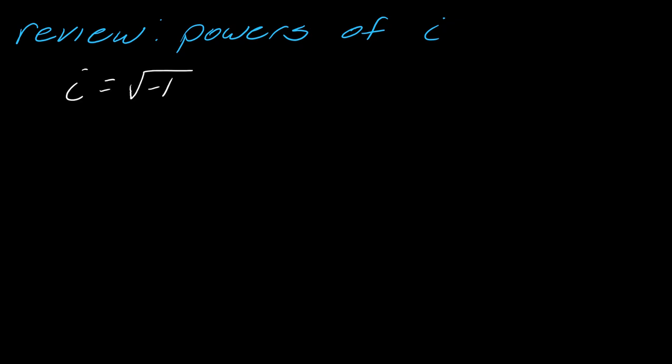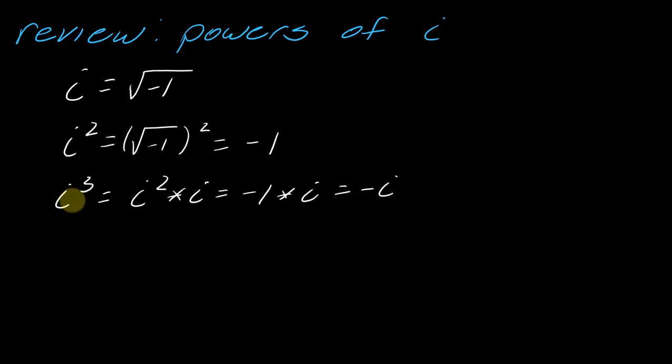So i itself is the square root of -1. And then i squared: I take the square root of -1 and square it, so that just gives me -1. So i squared equals -1. For i cubed, I can just multiply the previous step by i, so that's i squared times i. Remember, i squared is -1, so -1 times i will just give me -i. So i cubed is -i.